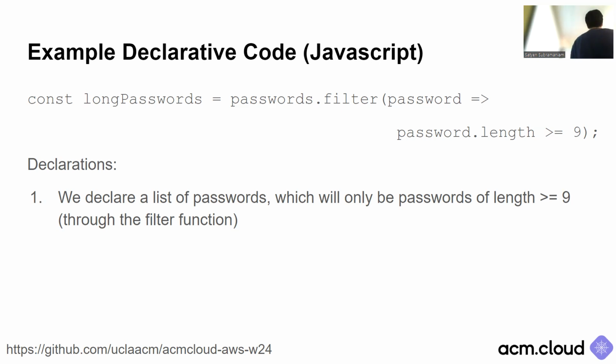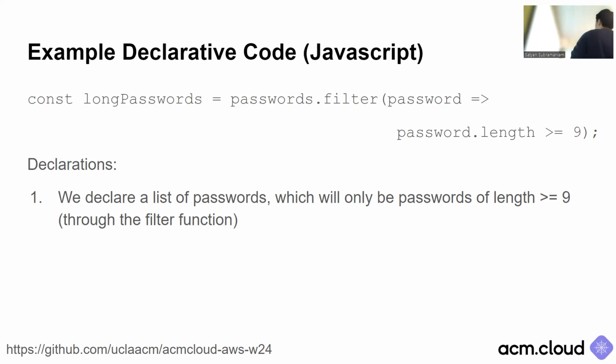Instead of thinking about how we approach our end goal, we're just thinking about what we want. In this case, we're just telling JavaScript what we want. We just want a filtered passwords array, and it's up to JavaScript to decide how to handle it. Does that idea kind of make sense?